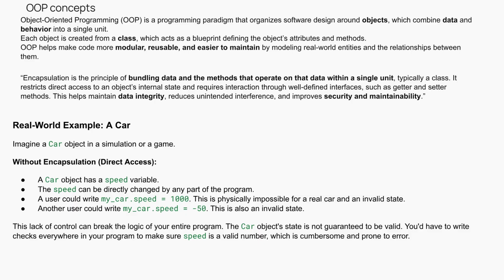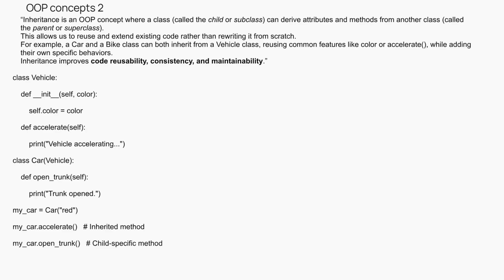Object-oriented programming, or OOP, organizes software around objects from classes, promoting modularity and reusability. Encapsulation bundles data with methods, restricting direct access to maintain data integrity, as illustrated by the car example.